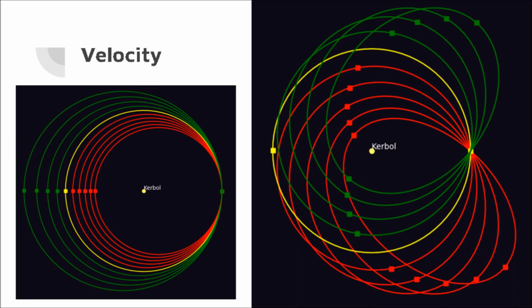In these plots, I'm changing velocity instead. So in the image on the left, it's basically if you were to burn prograde or retrograde, it goes into different orbits. With the image on the right, I'm testing different direction of travel with the same speed and position. So you can kind of convince yourself that these results make sense.